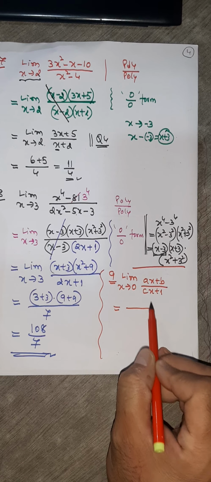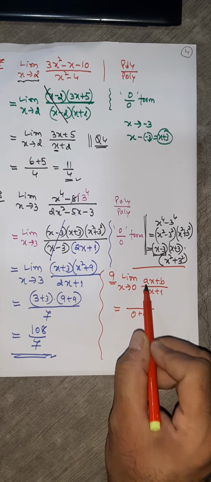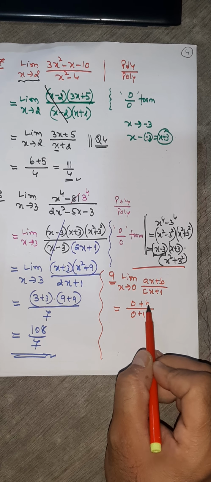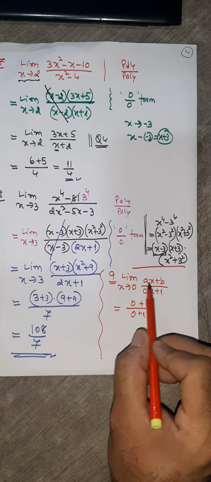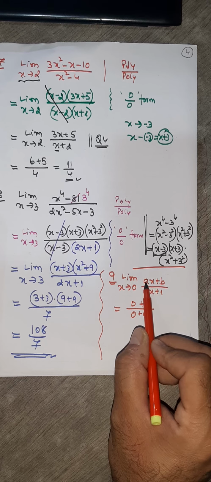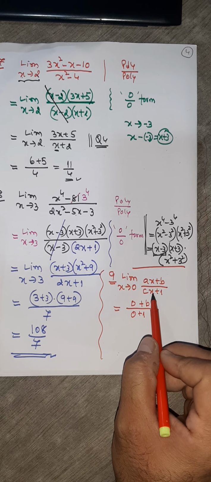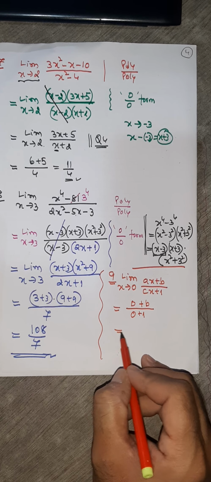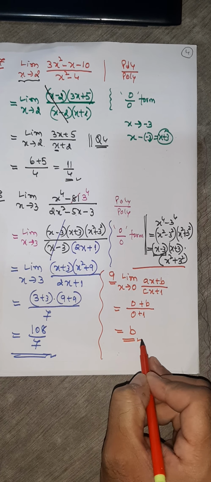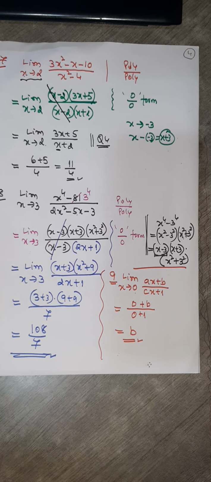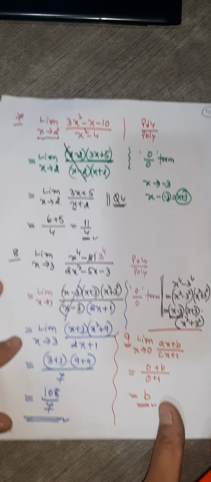I'm putting 0 here. So 0 plus 1. Here you have 0 plus b. What did I do? I've applied the limit. Instead of x, I placed the 0. A into 0, 0. B being constant as it is. C into 0, 0. 1 being constant as it is. So what's your limit? Just b. So whenever x is very close to 0, this function is very close to b. Fine? Okay. Now, next question.